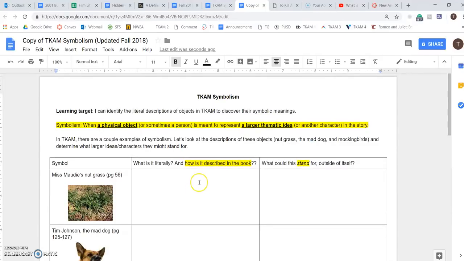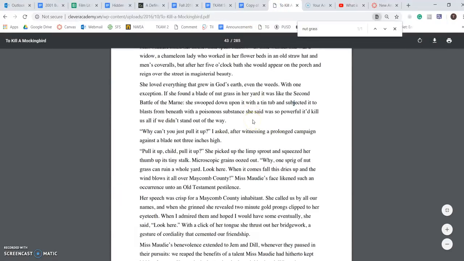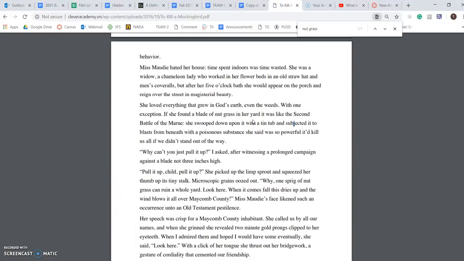So our first step is to look at what is it literally, and more importantly, how is it described in the book. So if you turn to page 56, where the nutgrass is described, it should be in your version of the text. Just found it in my book. Hold on.